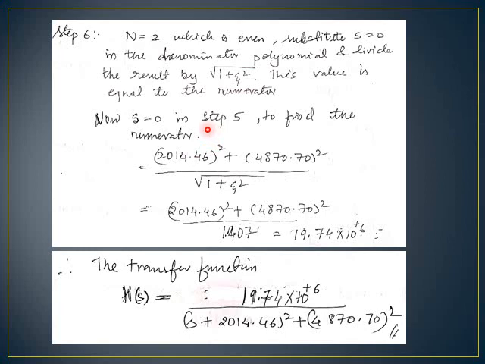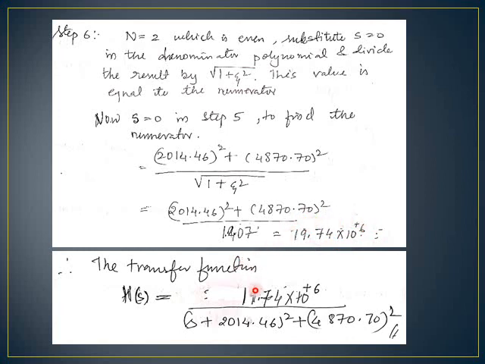Now we need to find the value for the numerator. So there are two conditions, if you get the value of n as even or odd. As the value of n is even here, we are going to substitute the value of s is equal to 0 in the denominator polynomial which we have found, and we are going to divide that result by square root of 1 plus zeta square. So substitute the value of s is equal to 0 in step 5 and we get the answer as 19.74 into 10 to the power 6. Now this is your numerator function value.